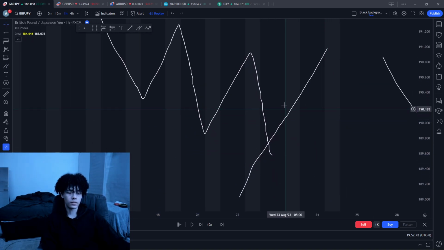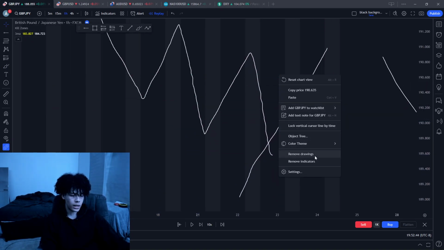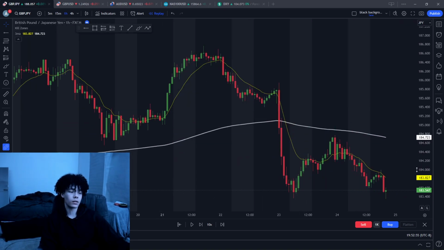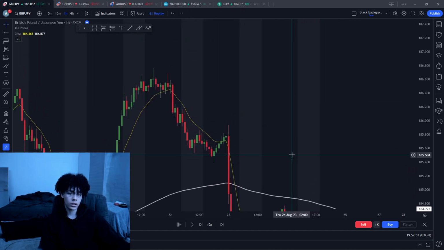So that's very vital to understand, when it's just a pullback, because some people will look at pullbacks and be like, oh, this is a downtrend now. Like, no, bro, it's an uptrend.